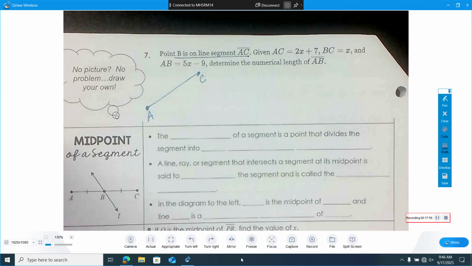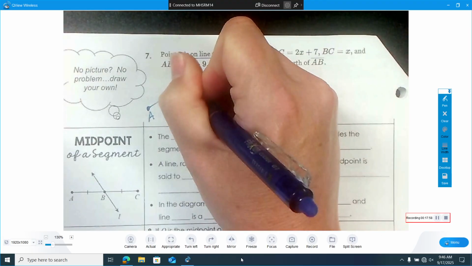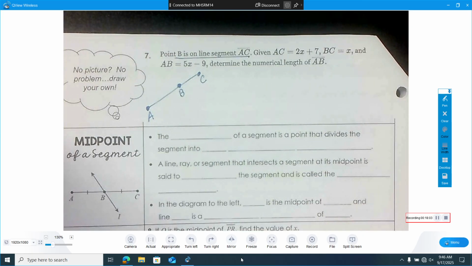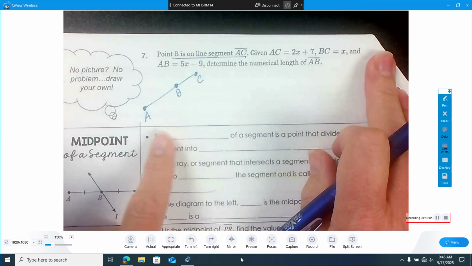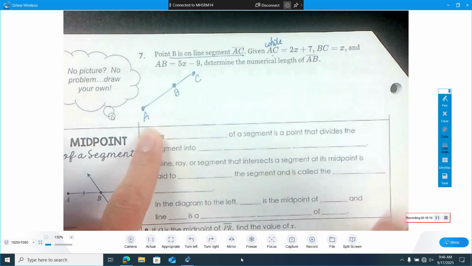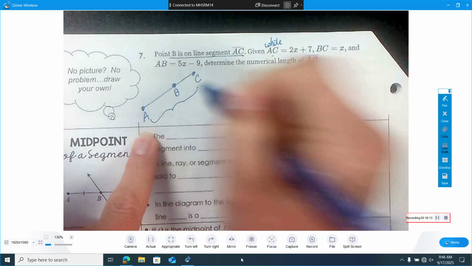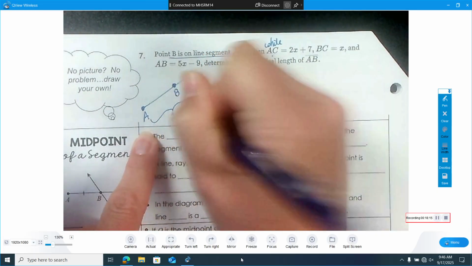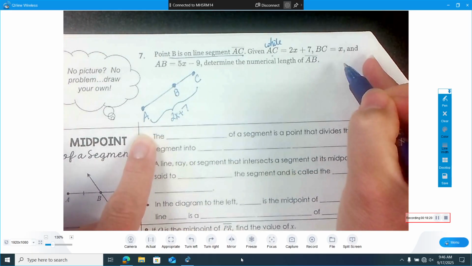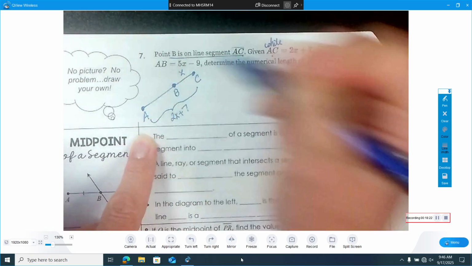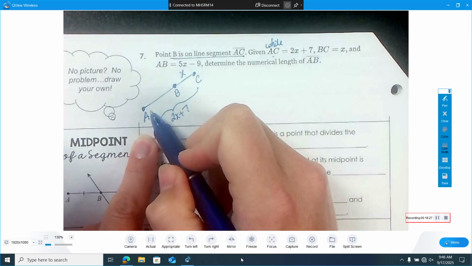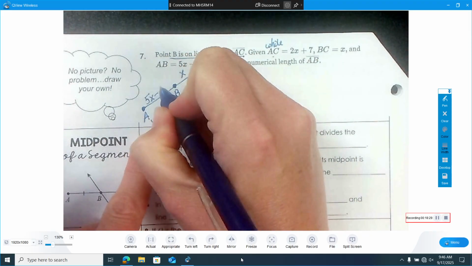Does it matter where it is? No, but it's somewhere on there. So I'm just going to put it right there. I'm going to draw a point and call it B. Now it says AC. AC is the whole thing. So the whole AC is 2x plus 7. BC, that's just this little piece, is called x. And AB is 5x minus 9.